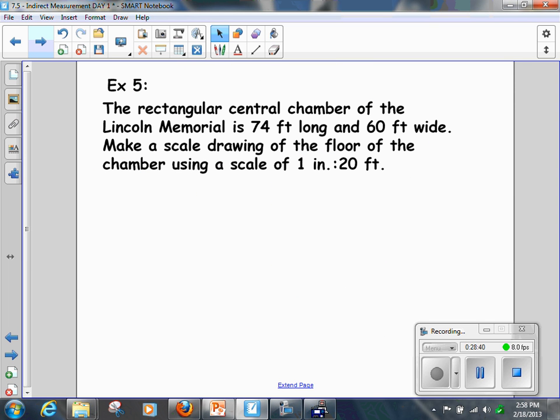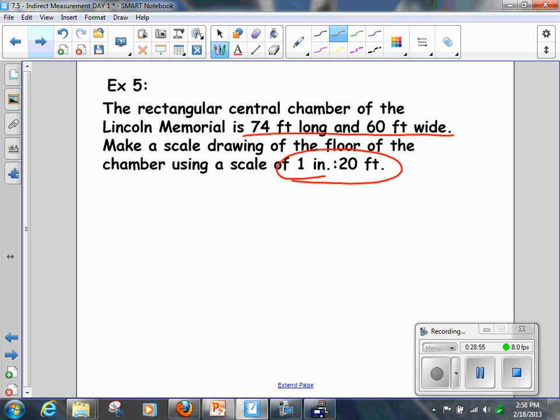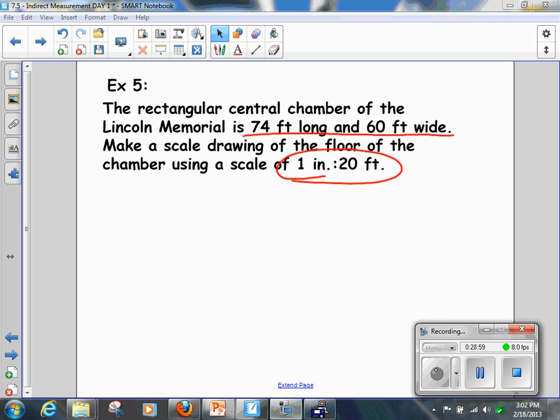The rectangular central chamber of the Lincoln Memorial is 74 feet long, 60 feet wide. Make a scale drawing of the floor of the chamber using a scale of 1 inch is 20 feet. You are finding the dimensions again. 2 problems in one. Go ahead, Zoe. Take charge. All right, talk to us.